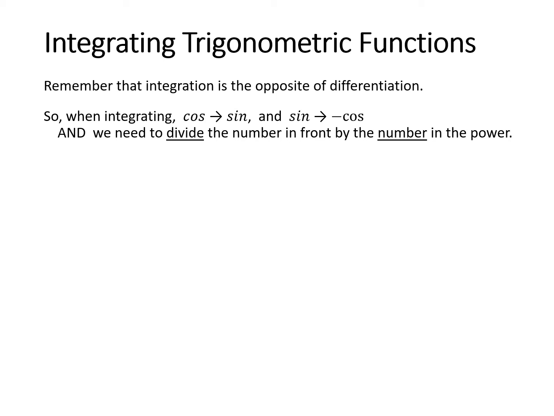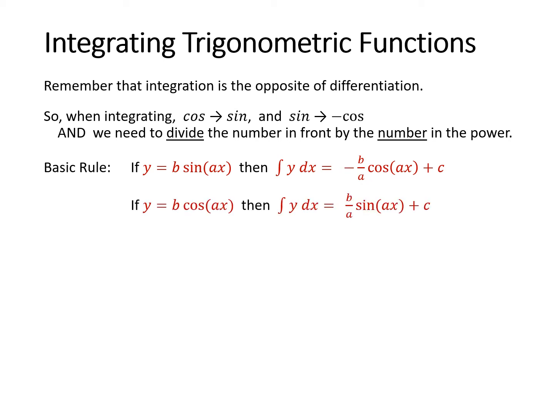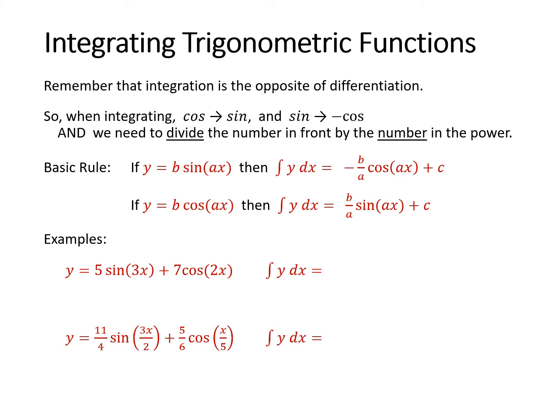When we differentiated, we multiplied the number in front. This time we're going to divide the number in front. So there's the rule for sine. Sine becomes minus cos, and there's the rule for cos, and it becomes sine. So let's look at a couple of examples here. The first one here, y equals 5 sine 3x plus 7 cos 2x.